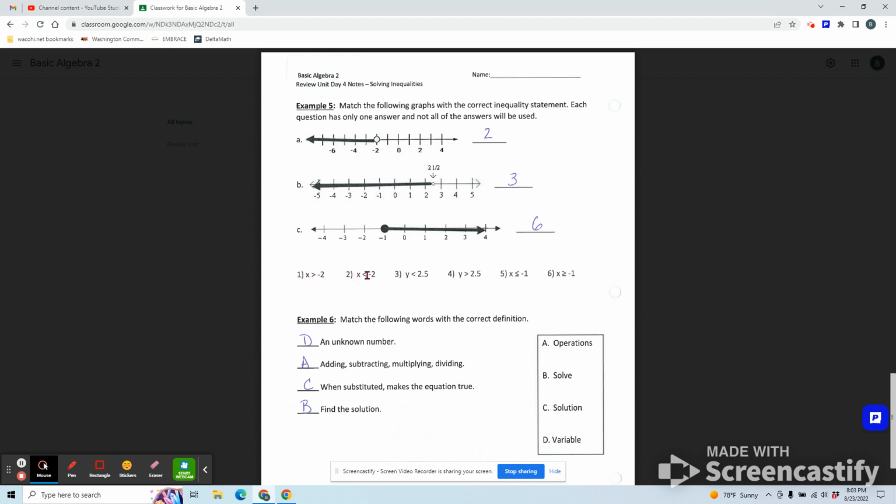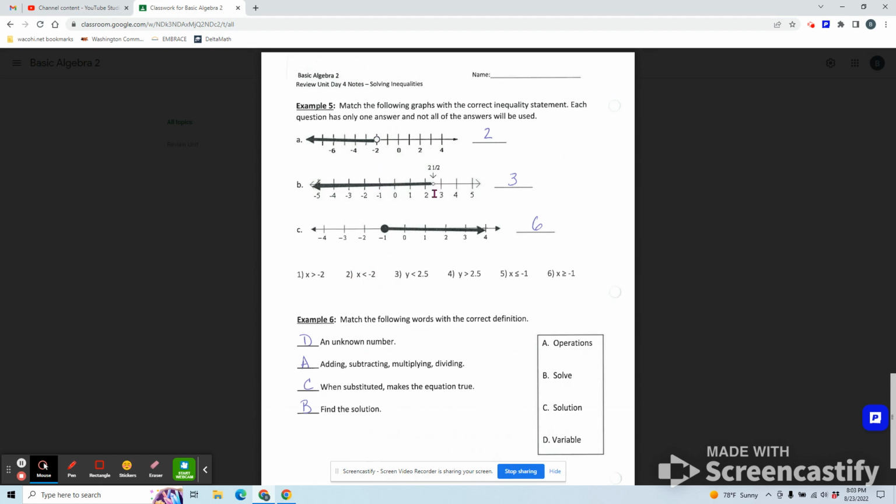I've only got 2 options. All these other ones don't work. 3, 4, 5, and 6, not options. Because I'm starting at negative 2. My bolded arrow is going to the left, so my inequality should go to the left. That one does not go to the left. This one does point to the left. So this is a representation of x is less than -2.